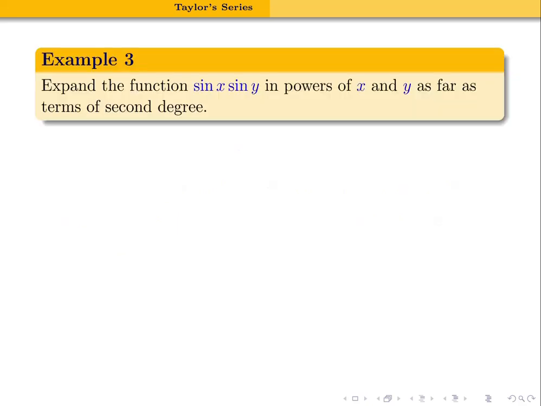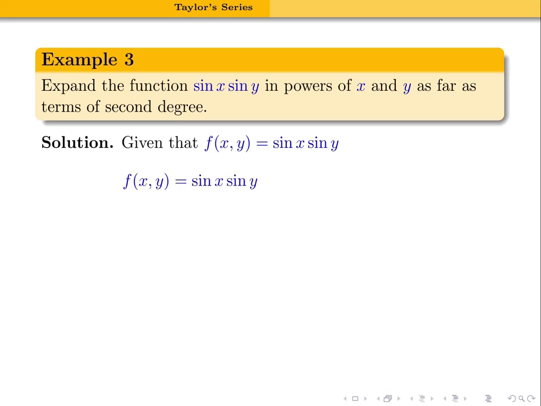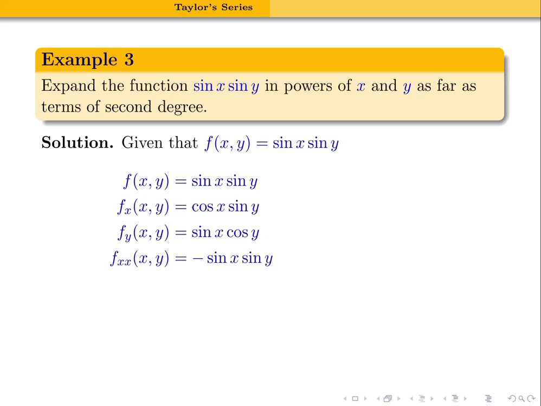So the next problem, expand the function sin x sin y in powers of x and y as far as the terms of second degree. Solution, given that f of x comma y is equal to sin x sin y. So differentiating once with respect to x, we will get fx is equal to cos x sin y. Now differentiating with respect to y, we will get sin x cos y. So f double x is minus sin x sin y, f double y is minus sin x sin y, fxy is cos x cos y.